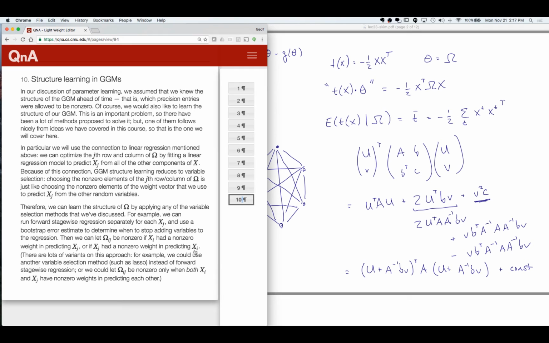And like I said, there's a ton of variants on this approach. We could use a different variable selection method like lasso. We could use a different method for combining the results. Or we could use an iterative method where we repeatedly estimate the structure for a given row and column of omega, given what we've learned so far about the structures of all of the other rows and columns. There's an example of an algorithm like that described in one of the recommended textbooks, Elements of Statistical Learning, and I put the link to that in the syllabus.